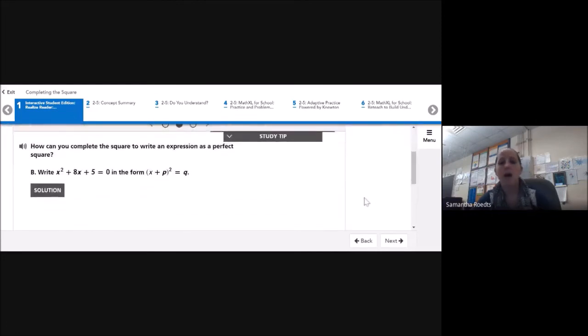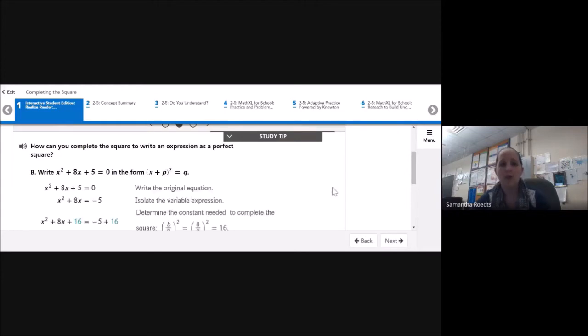Okay. So how can you complete the square to write an expression as a perfect square? So write x squared plus 8x plus 5 equals 0 in the form x plus p squared equals q. So the first thing, x squared plus 8x plus 5 equals 0. So I rewrite the original equation. I'm going to move my 5, my value with no x, to the other side. So x squared plus 8x equals -5. So I'm isolating the variable expression.